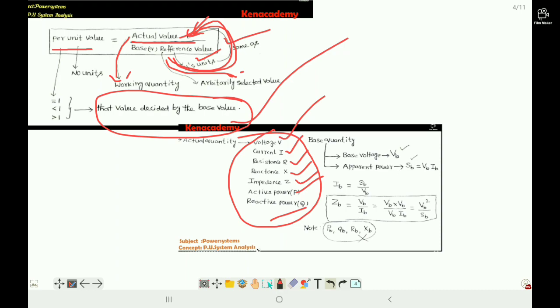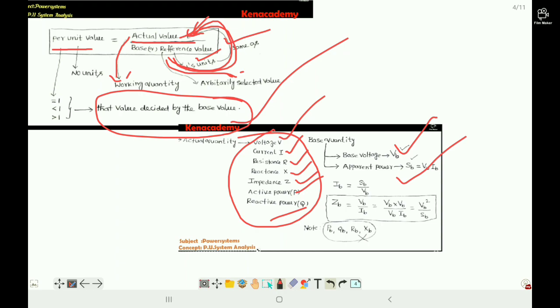In general, in a power system, only two parameters are mainly selected as base values. Using those two parameters only, the remaining base values are derived. Then what are those two parameters? Base voltage and base apparent power. By using those, we can derive any base value. Take one example. I know the apparent power base, I know the voltage base, but I want the current base.